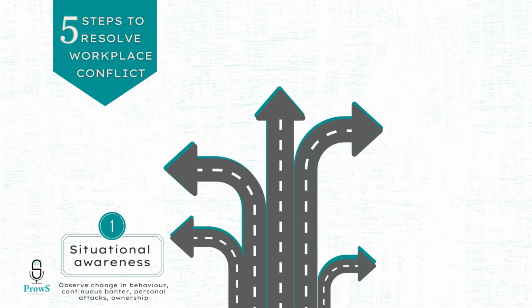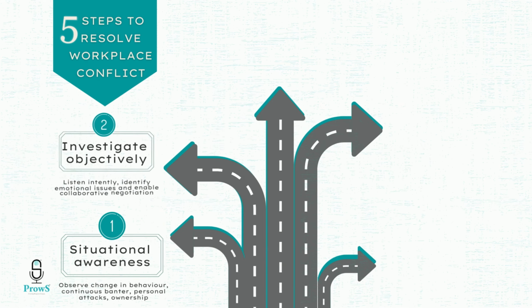Being aware of what is happening around you, observing any changes in the behavior of your team and co-workers is very important. Is there a shift in their way of communication? Is there a continuous banter that you observe between 2 or more people? Or snarky personal comments? Is there a shift in task ownership by your key team members? Situational awareness about any such changes can help you identify conflicts early on.